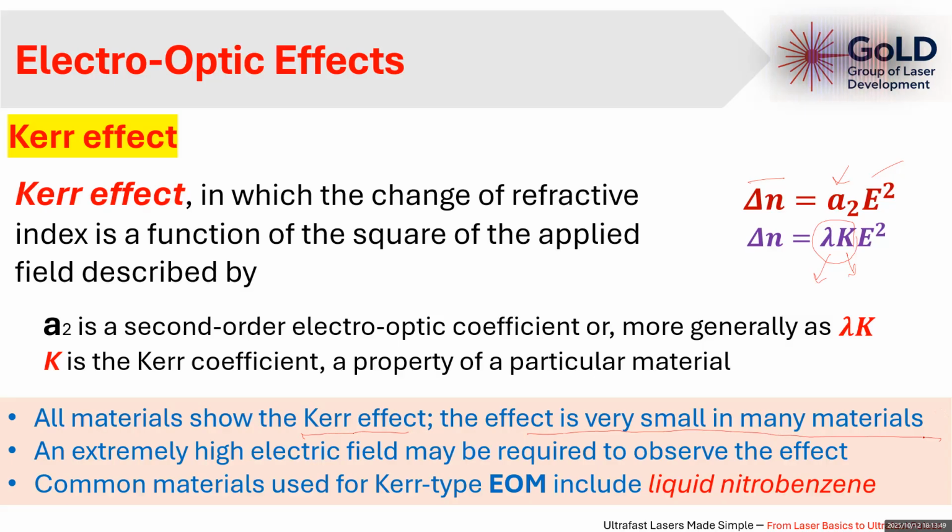A common material in the Kerr effect is liquid nitrobenzene, one example, which is used as a cell in electro-optic devices. Here lambda is the wavelength which is used, K is the Kerr coefficient, which depends on the material, and E is the electric field, a very high electric field.